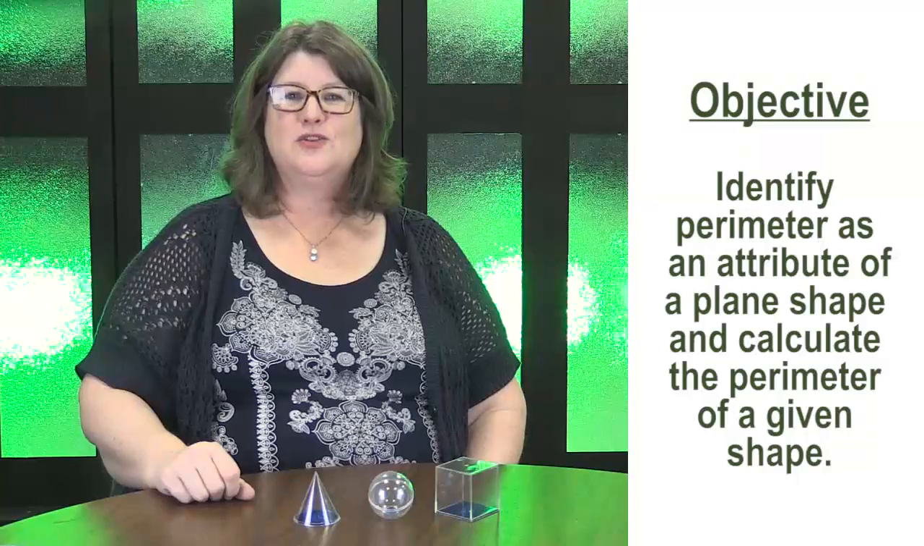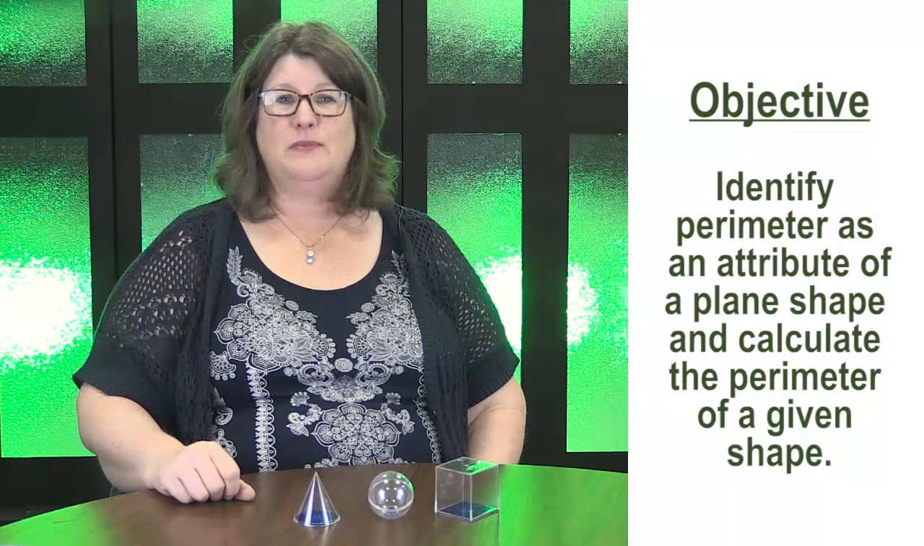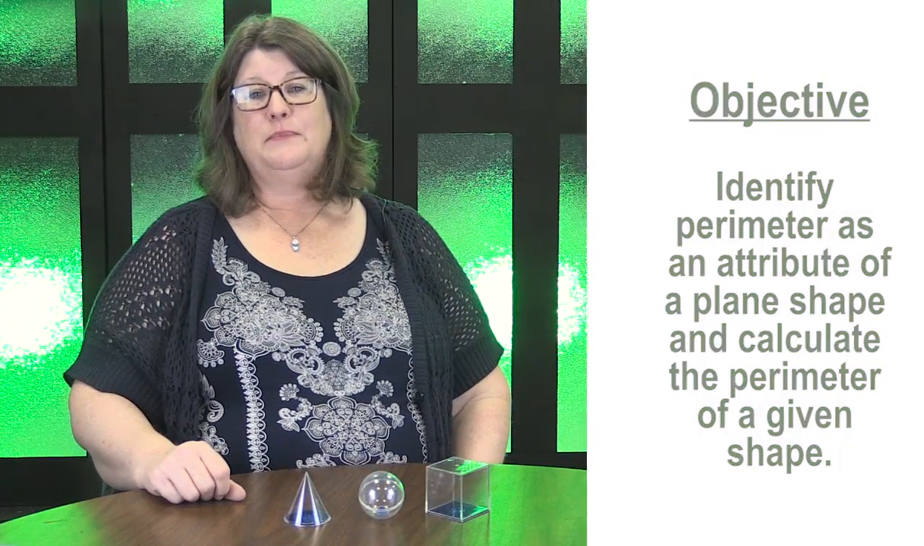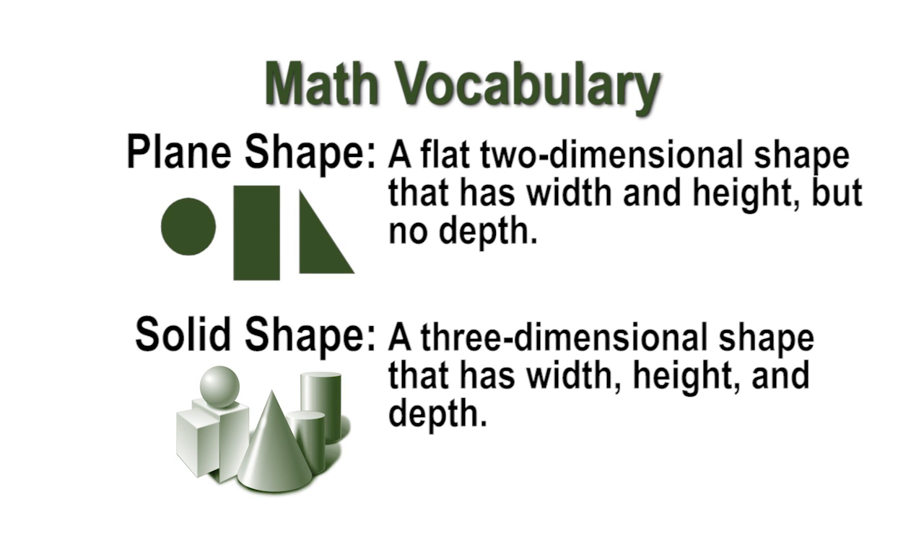In this lesson, students will be able to identify perimeter as an attribute of a plane shape and calculate the perimeter of a given shape. A plane shape is a two-dimensional shape that has width and breadth, but no thickness. A circle, triangle, or rectangle are a few examples of a plane figure.